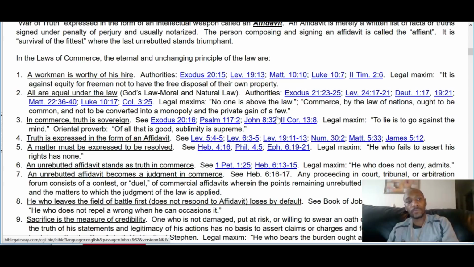Number three, in commerce, the truth is sovereign. To lie is to go against the mind. Oriental proverb: of all that is good, sublimity is supreme. Number four, the truth is expressed in the form of an affidavit.